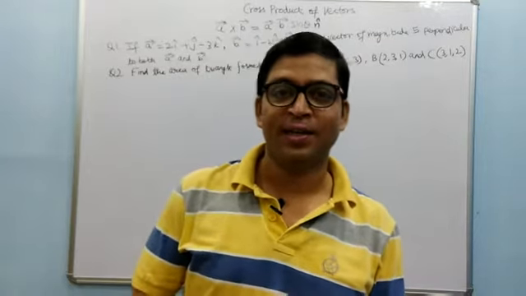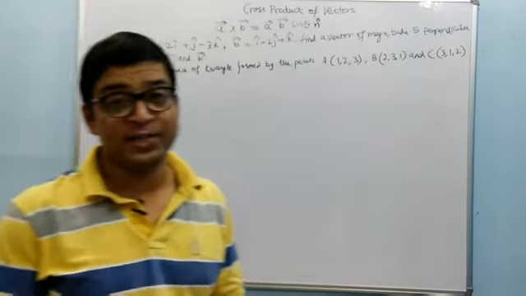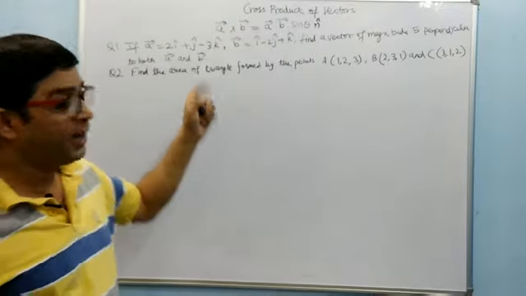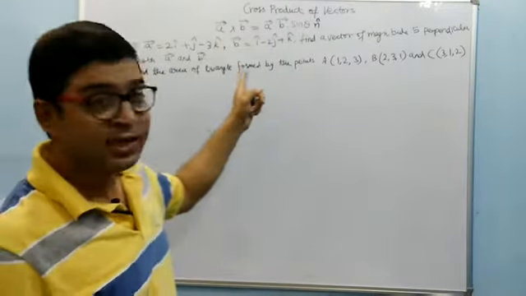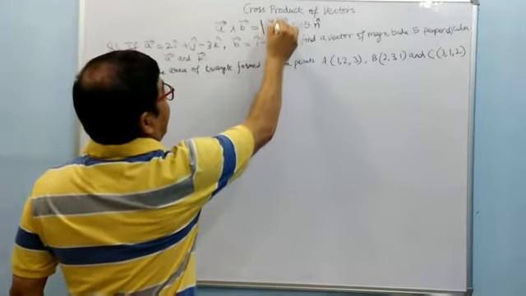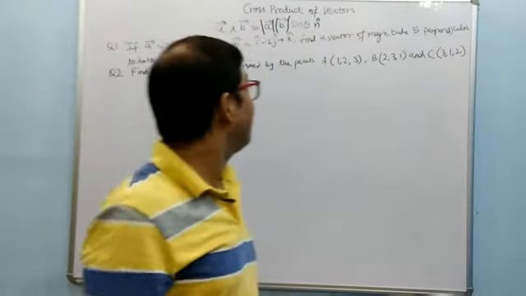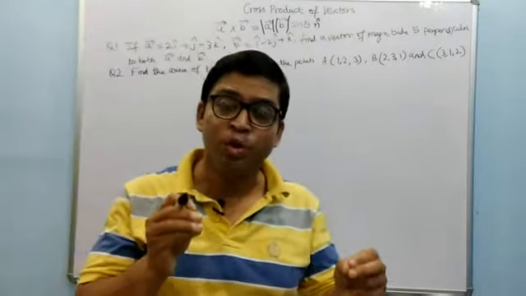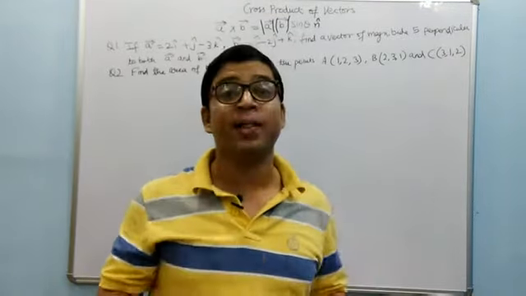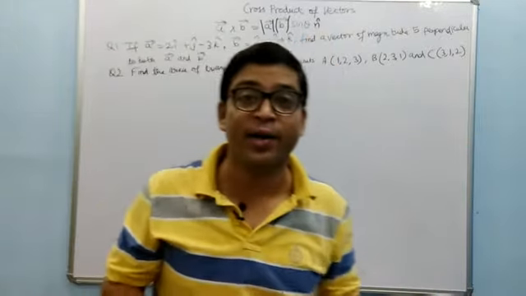Good morning, friends. We will go for now cross product of vectors. Cross product of two vectors, vector A and B, is given as A cross B equals magnitude of vector A, magnitude of vector B, sine theta n cap. So, cross product of two vectors is a vector. It is no more a scalar because n cap is a unit vector.